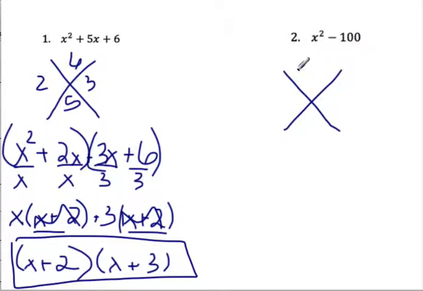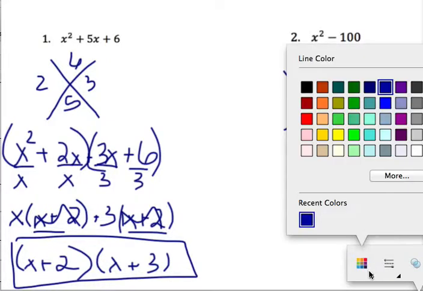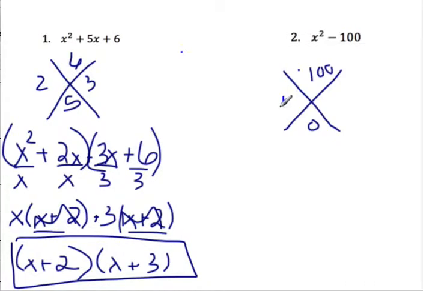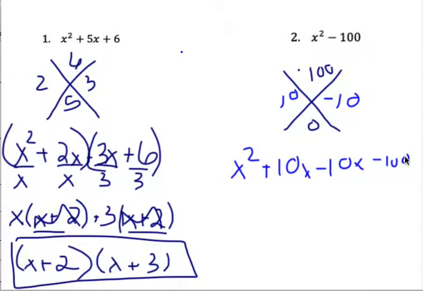Since there is no middle term, I'm going to be multiplying to negative 100, but there's no x term. And since there's no x term, that means I'm going to be adding to 0. So what multiplies to negative 100 and adds to 0? Well, in order to add to 0, we have to have a positive and a negative of the same number. So that's going to end up being 10 and negative 10. So I'm going to use that and write it as if my b term was there. So I'm going to put 10x minus 10x as if my b was there.